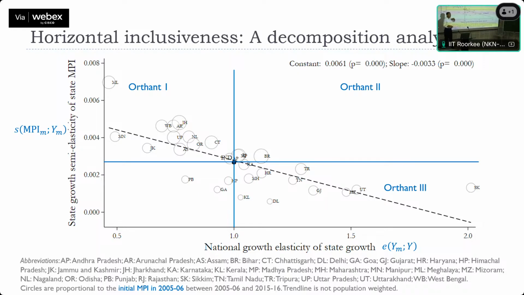One: if it is faster than national versus slower than national. If it is more than one, that means your state growth has been more than national growth. Here, your state growth is slower than national growth. Any other questions?